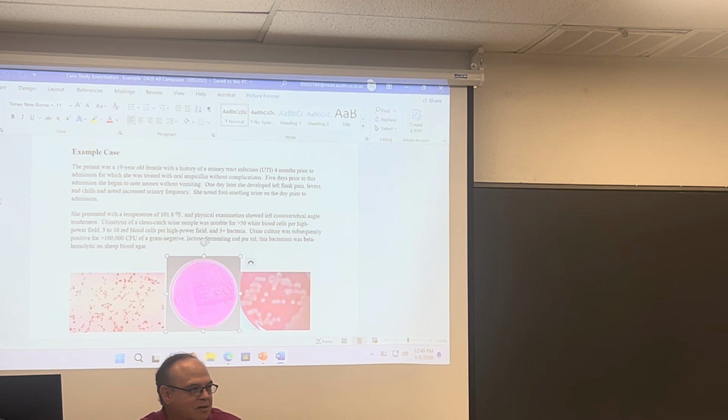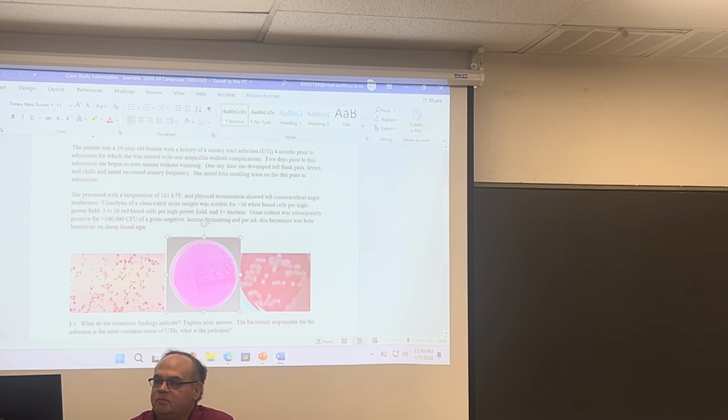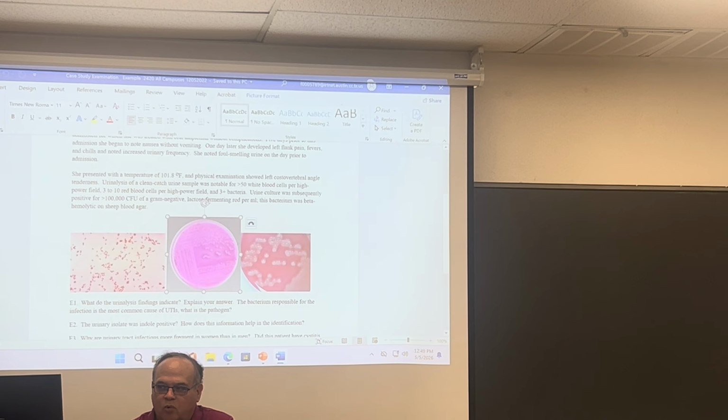Right? We just talked about this organism, right? She noted foul-smelling urine on the day prior to admission. She presented with a temperature of 101.8 Fahrenheit. This was in Celsius. I moved it to Fahrenheit because some of y'all don't like Celsius. Right? And physical examination showed left costal-vertebral angle tenderness.